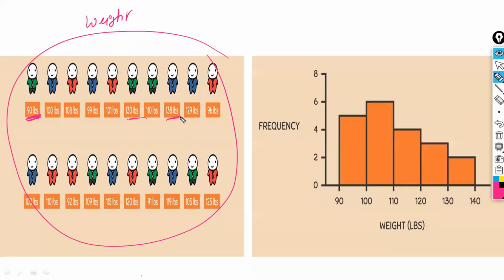If you consider this as a discrete variable, then for each category you have to take one bar. For 90, you draw one bar. For 91, one bar. 92, one bar. 93, one bar. 94, one bar. 95, one bar. Like that up to 138, you have to draw. So what is the use of selecting a bar like that?